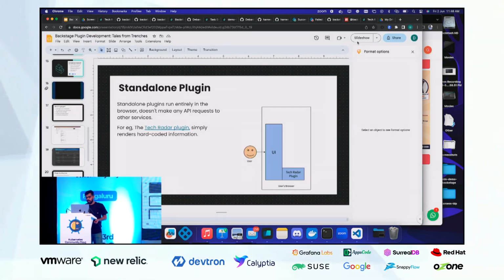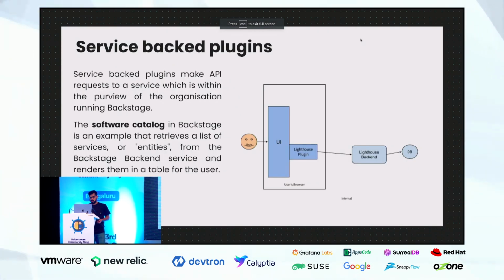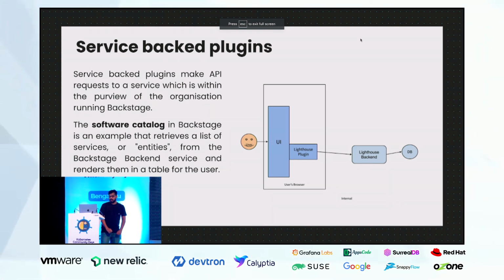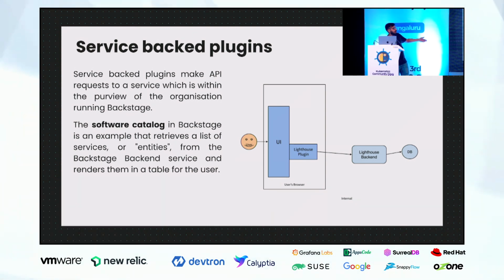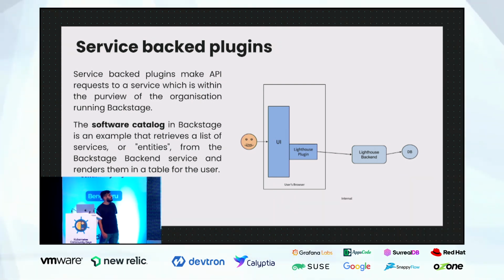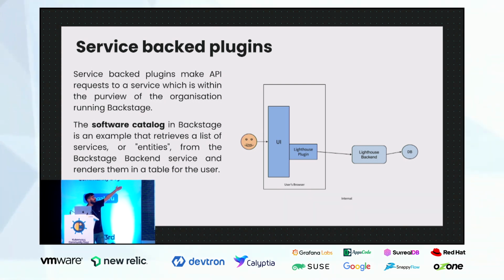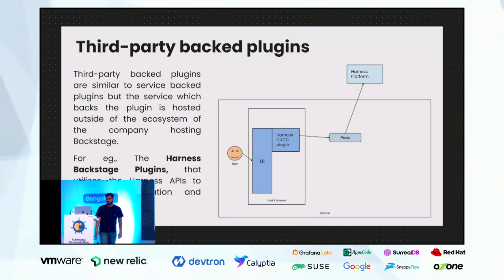And then we have something called service-based plugins. Service-based plugins is, again, you have everything in-house, but you have to pull it from an external source, like the software catalog that retrieves entities from a database where it saves information about your services, and that comes from the Backstage backend service. So you could say it makes an API request to a service within the organization, not outside the organization. And when we go outside the organization, it uses something called a proxy.